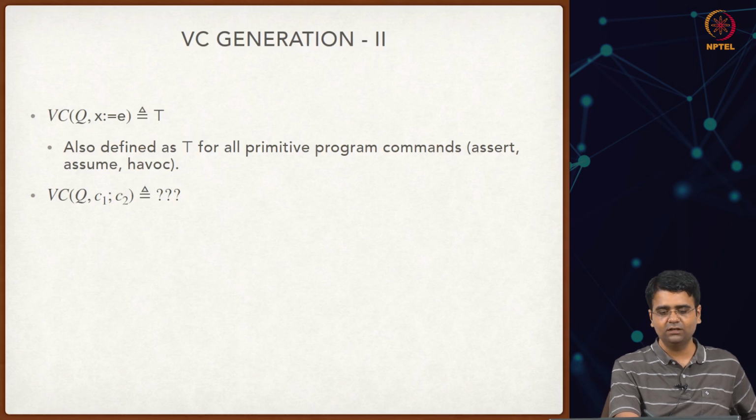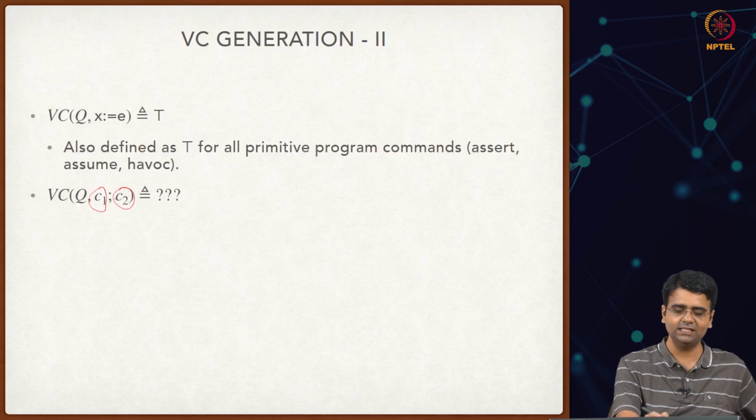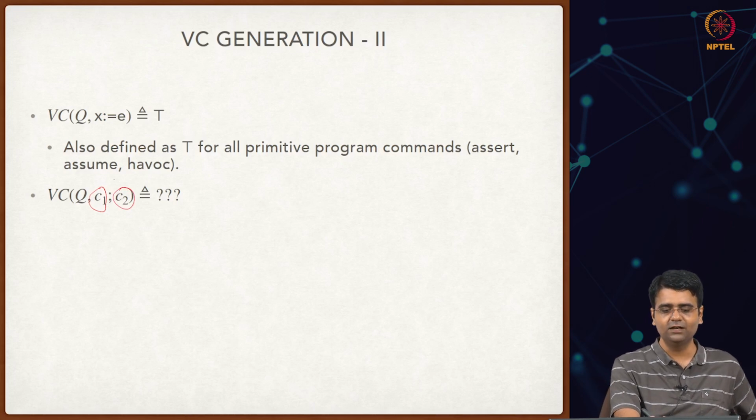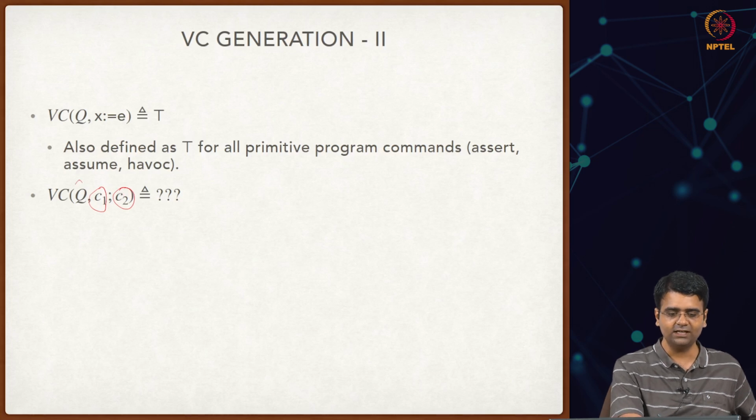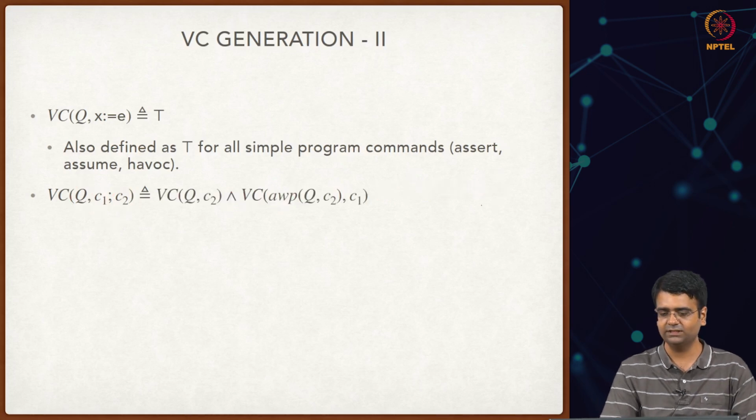Here I want to again collect the side conditions which are present in C1 and in C2. Recall that it is possible that C1 and C2 themselves may contain loops. So I need to collect the side conditions for C2 and for C1, but what is the target set of states? The target set of states for C2 is Q, but for C1 it will be AWP of Q comma C2.